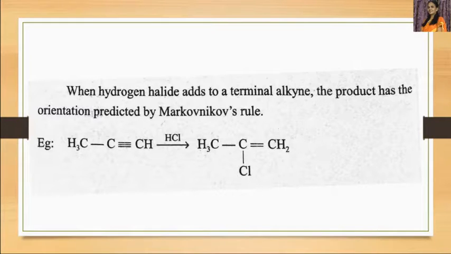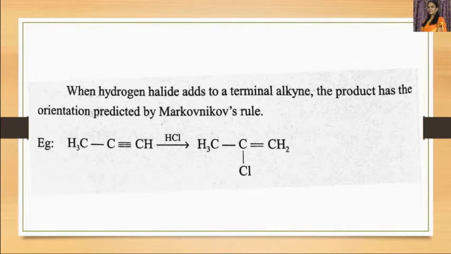So when H goes to this terminal carbon, then what happens? We will get a plus charge on this carbon. This is a secondary carbon. Whereas if H goes to the middle carbon, then the positive charge will be on this carbon, which is a primary carbon. And we know that secondary carbocation is more stable than primary carbocation. Therefore, H has to go to this first carbon so that it becomes CH2 and this becomes plus, then Cl minus attacks this carbon to form the final product. So this is only Markovnikov's product.